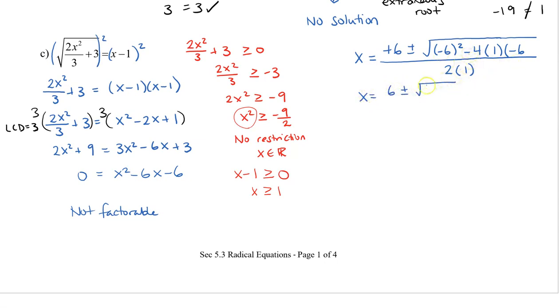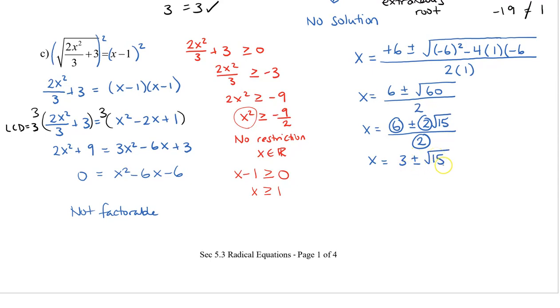Simplifying my radical, I get 60 inside, all divided by 2. And I know that 4 goes into 60. So I'm going to simplify root 60 to be root 4 and root 15. So that will be 2 root 15 all over 2. And I can reduce, and I could only reduce these three numbers here. So all of them are divisible by 2. So I get 3 plus or minus the square root of 15.